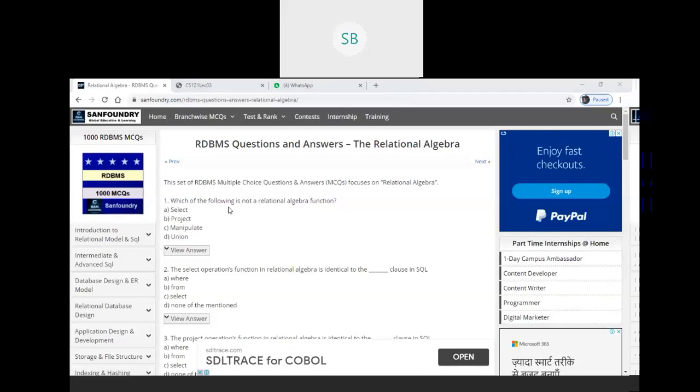Now, anyone can tell me which of the following is not a relational algebra function? Select, project, manipulate, union. C, ma'am. Yes, it is manipulate, right? Manipulate is not an algebra function. Okay. Now, the select operation in relational algebra is identical to the dash clause in SQL: where, from, select, none of the mentioned. Select.